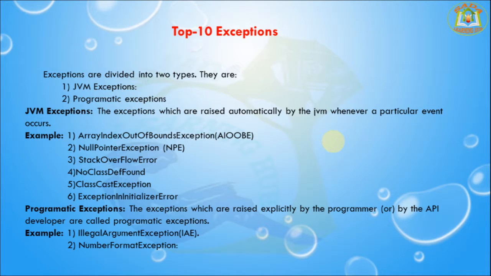Now I'm going to discuss some exceptions with examples. First one, ArrayIndexOutOfBoundsException. It is a child class of RuntimeException and hence it is unchecked. It is raised automatically by the JVM whenever we are trying to access array elements with an out of range index.